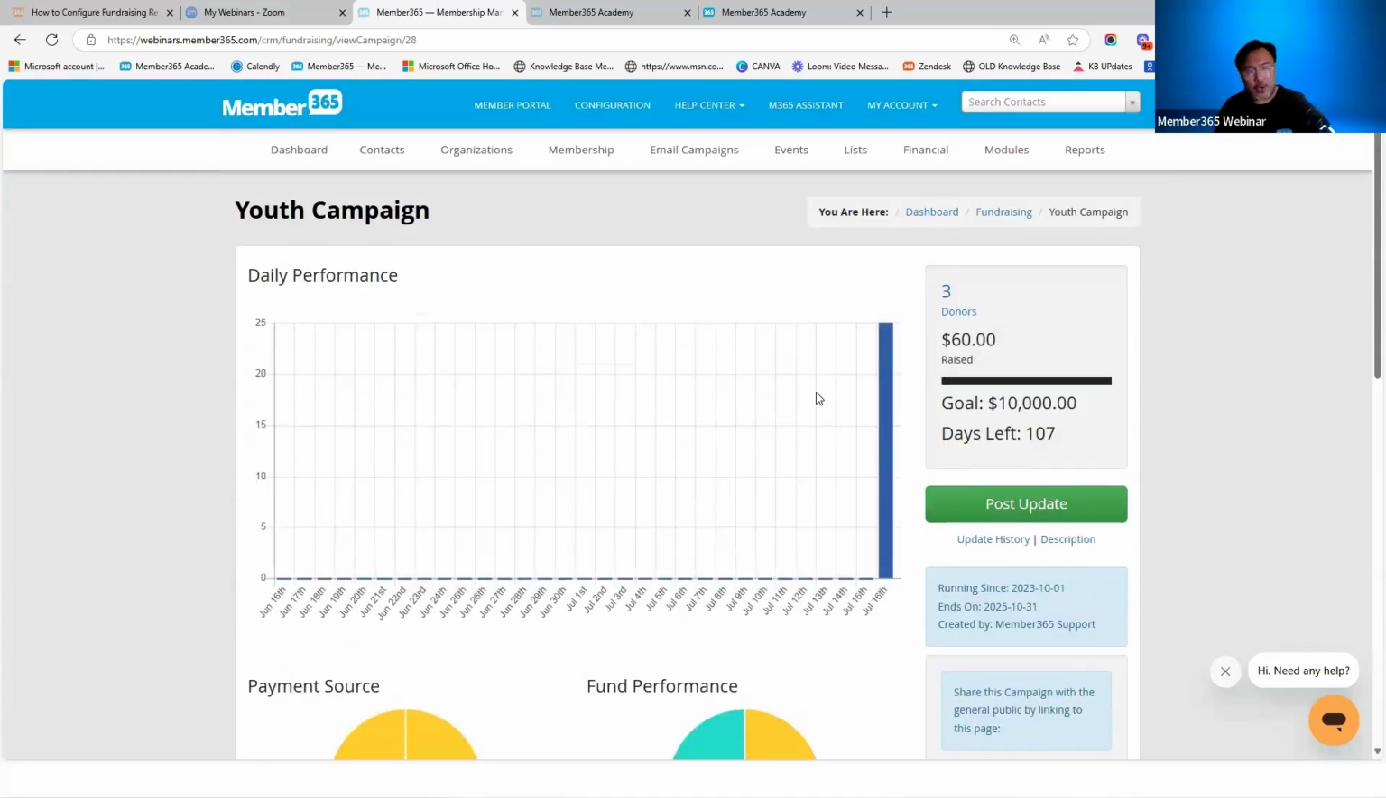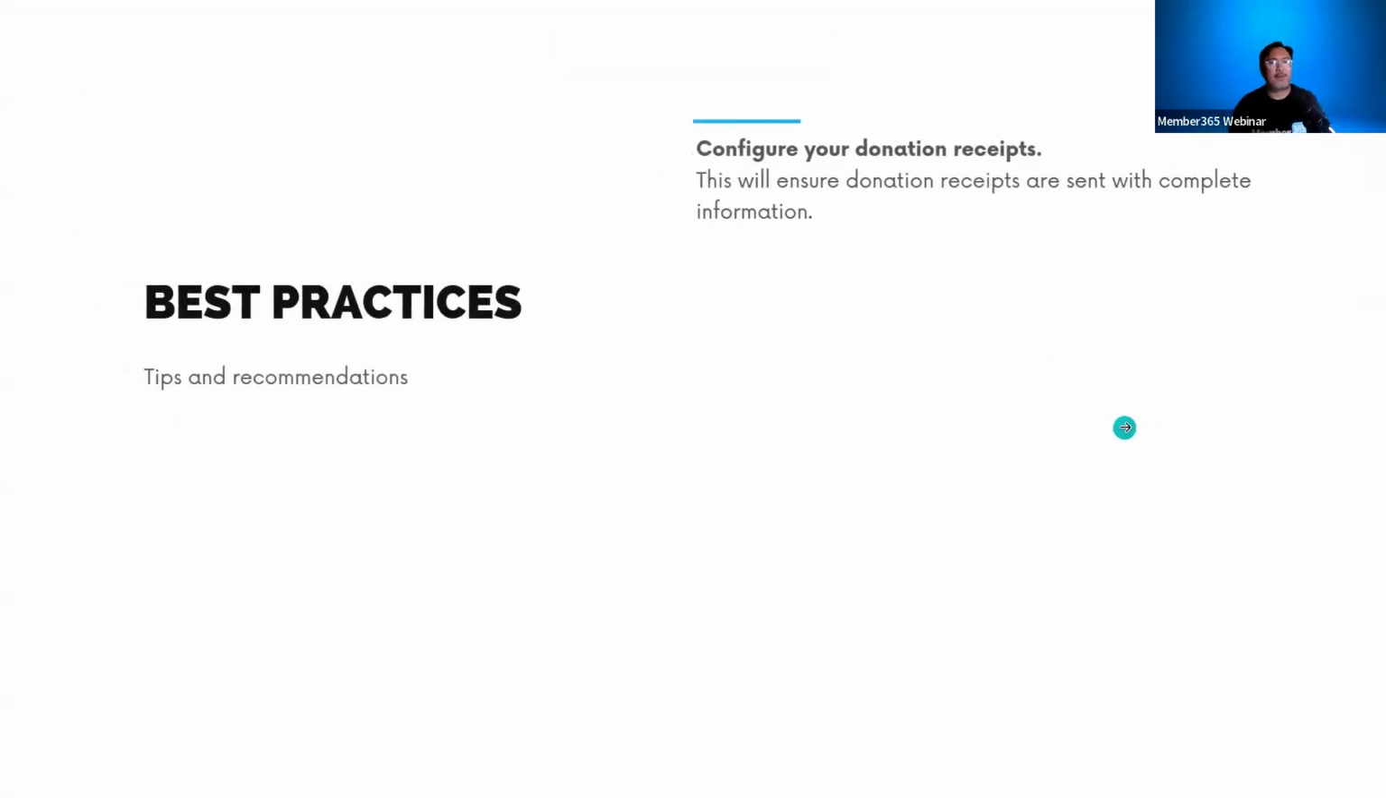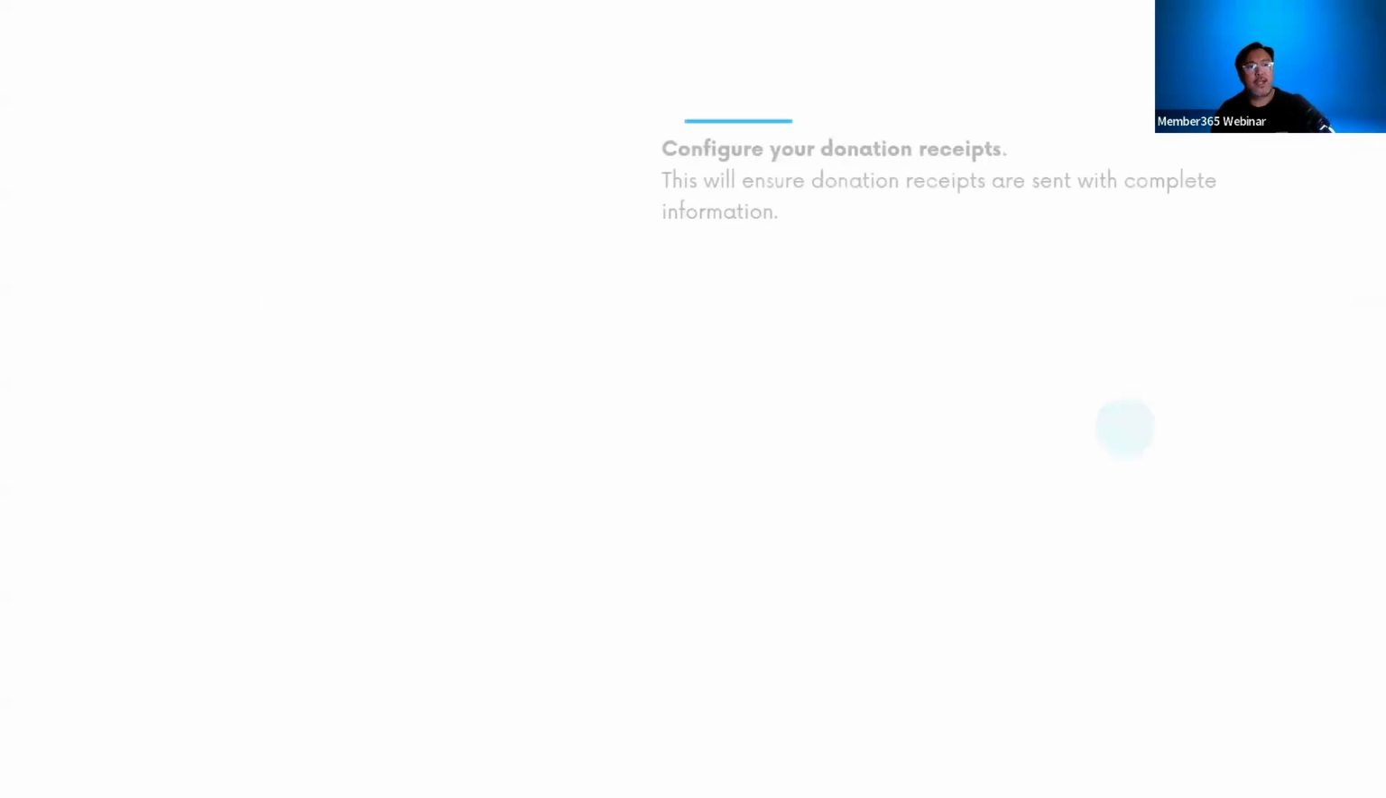Now we go to the best practices that we need to observe when making a fundraising campaign. The first is to configure your donation receipts. This will ensure donation receipts are sent with complete information. That's the very first thing that we need to do.